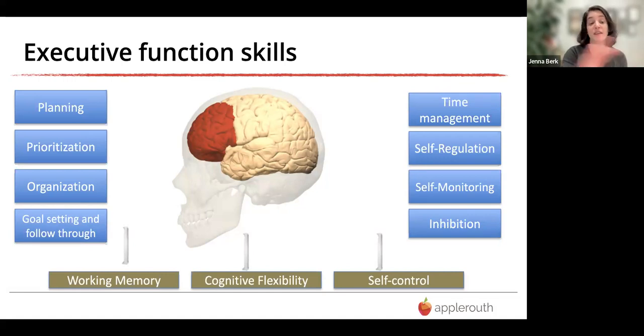And the three pillars of executive function that lend themselves to all of these various skills are working memory, so the ability to remember something, especially short term. Cognitive flexibility. Flexibility is really, really important, and it can be really, really hard. If life throws you a curveball, being able to get around that and have that follow through. And self-control, which really comes into self-regulation, self-monitoring, inhibition, and that goal setting and follow through as well.